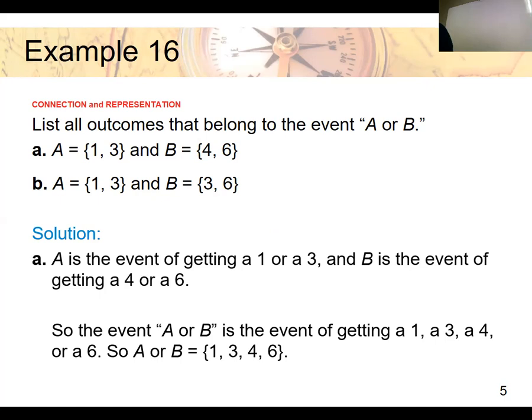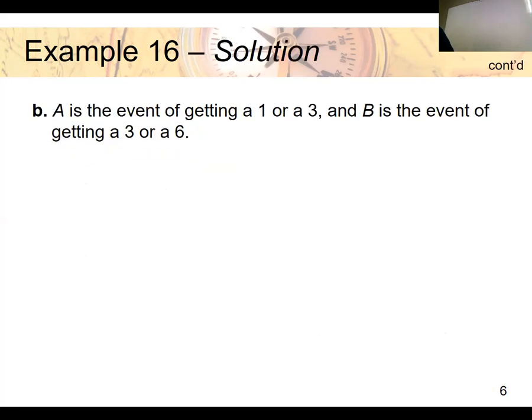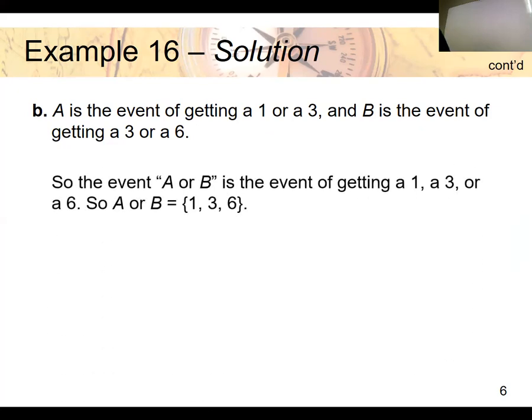Okay. And in part B, you want all the outcomes that belong to the event A or B. Now, A, of course, is going to be the event of getting a 1 or a 3. B is the event of getting a 3 or a 6. Now, if we put the two together, notice we don't repeat the 3. Okay, so event A or B is just the event of getting just a 1 or 3 or 6. Okay, and that's the set right there for that event, A or B.